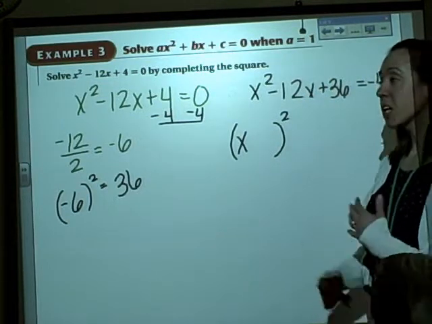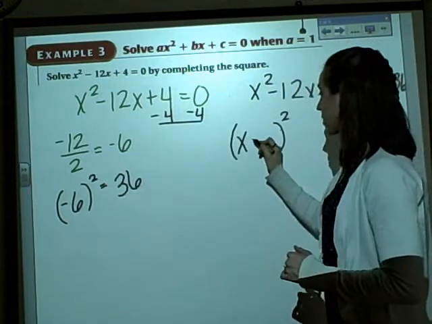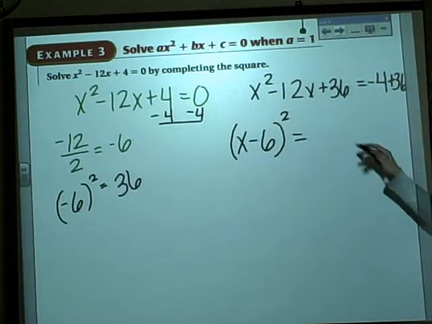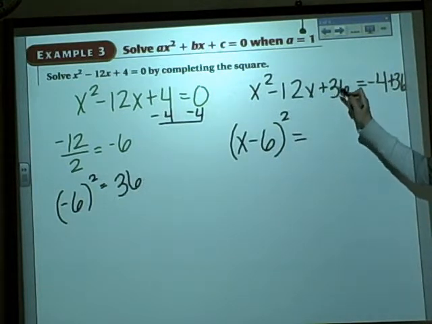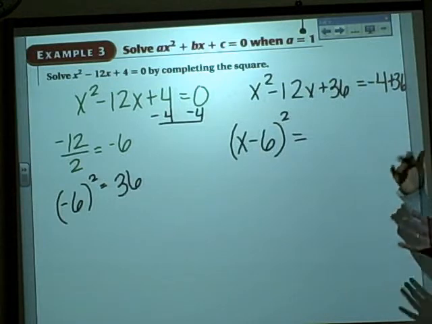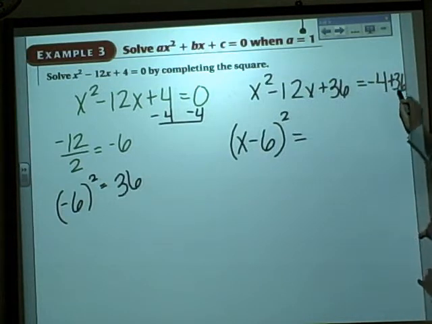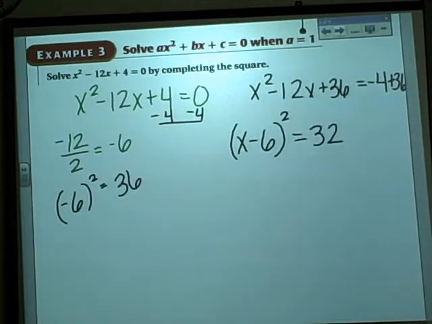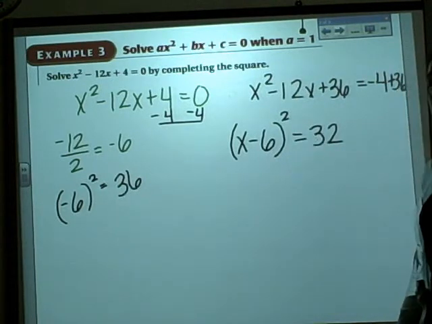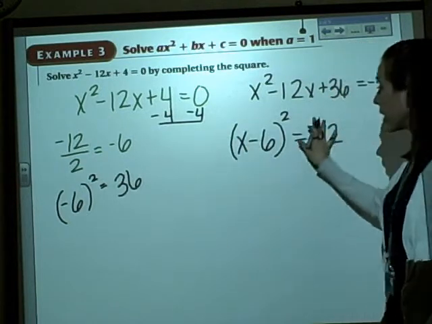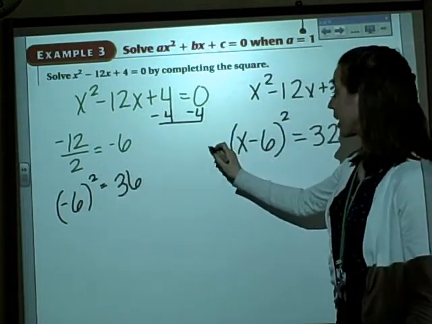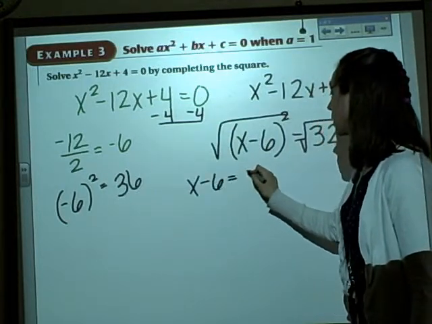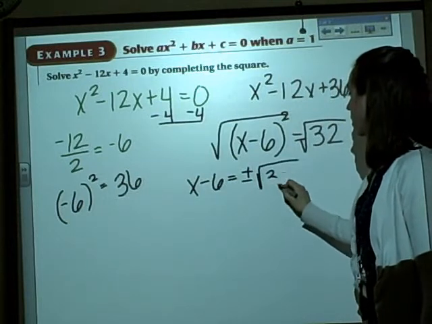Negative 12 cut in half was negative 6. So that means in the parentheses goes negative 6. And I have to be careful. I have to make sure I add that 36 to both sides. Otherwise my equation is off balance. So negative 4 plus 36 gives me a positive 32. I'm then going to do my regular square rooting method. Now that there's nothing on either side of that squared sign, I can square root. So I get x minus 6 equals plus or minus radical 32.